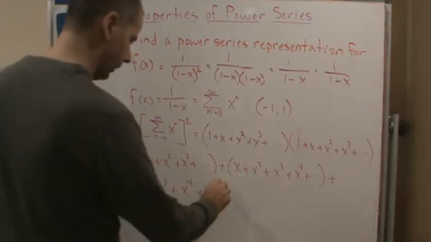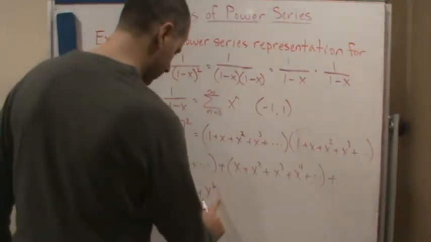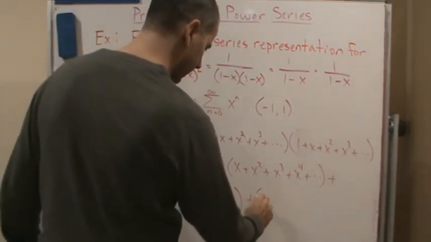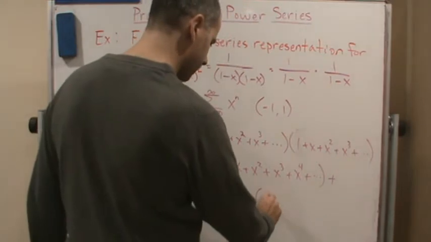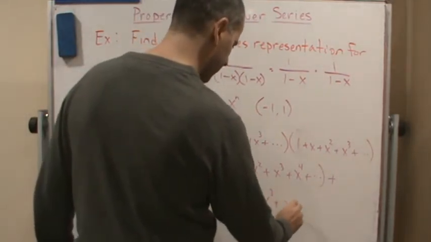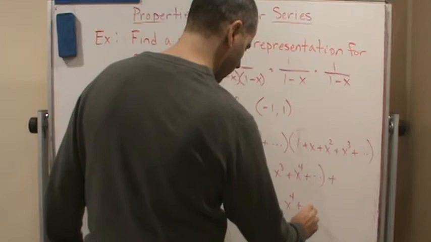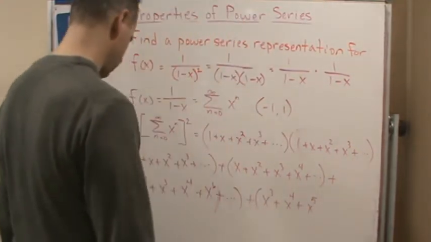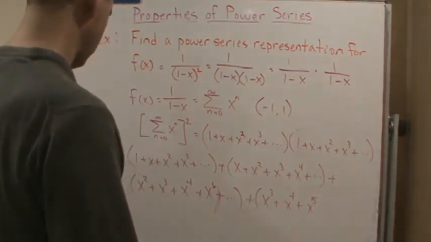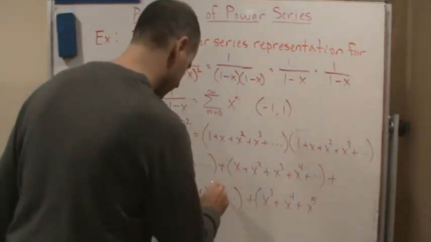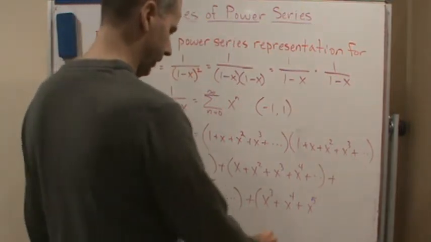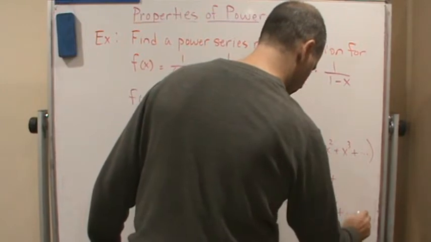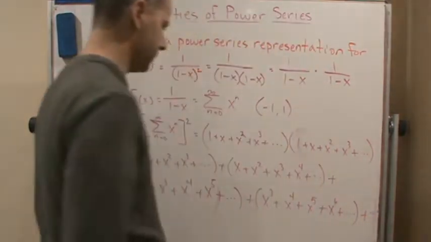Plus, and so on, and then it's going to keep indexing up. So x to the third, plus x to the fourth, plus x to the fifth. Hold on. Oh, I'm sorry, I knew something was wrong. This is to the fifth, and this is x to the sixth. And then it keeps going on like that.